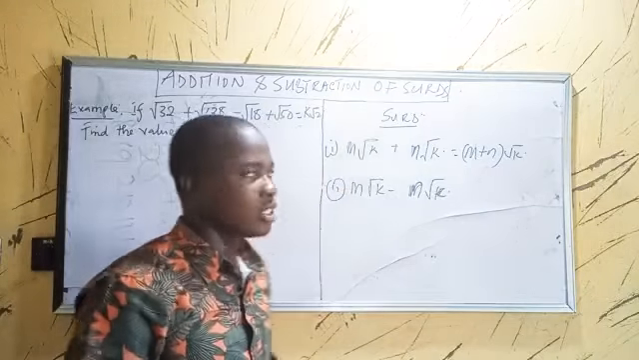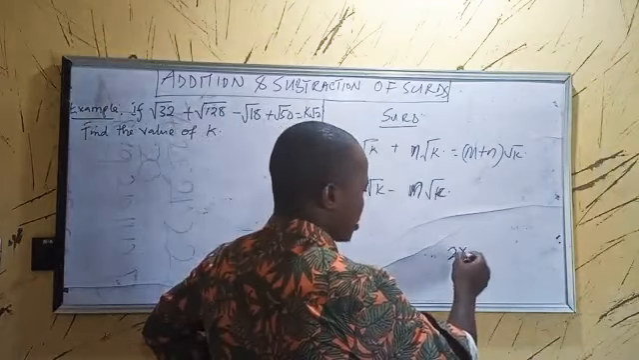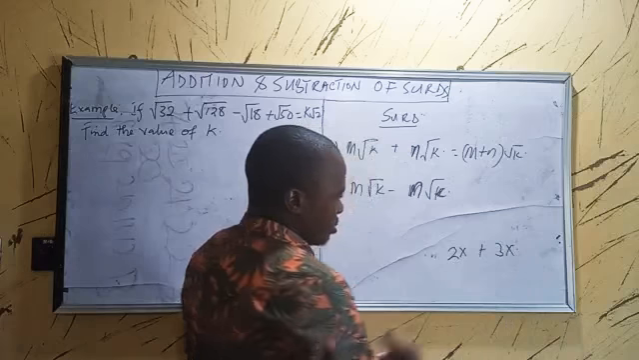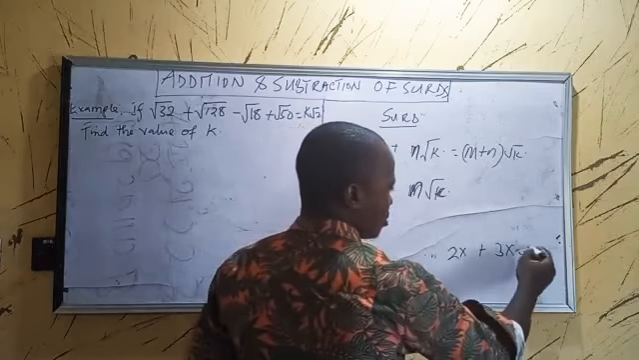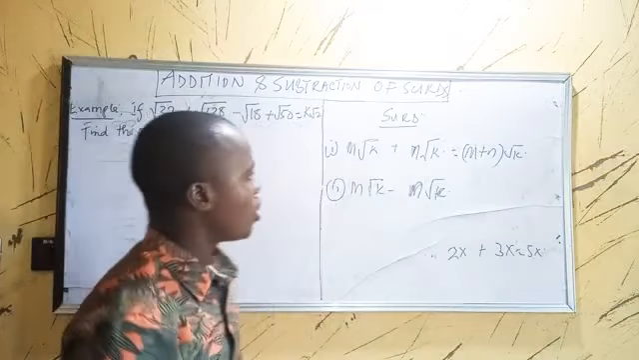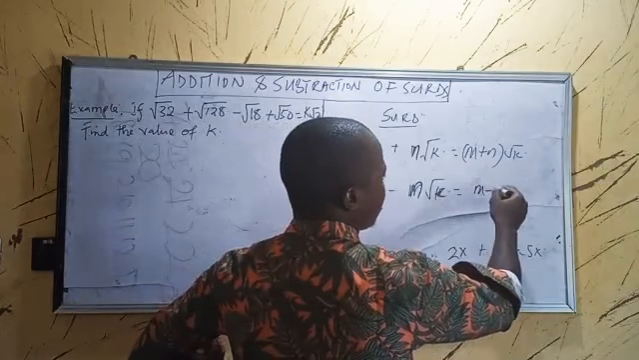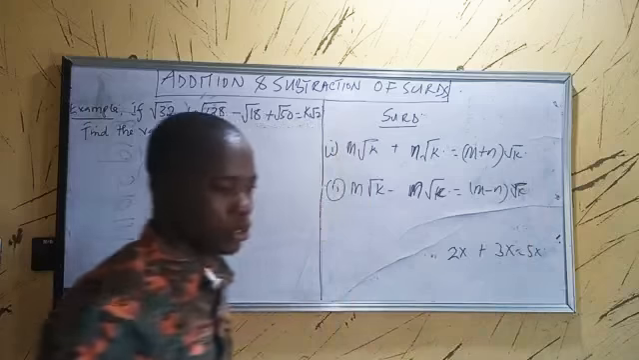Therefore you can add them, as, let's say you have 2x plus 3x. You can see that they are alike because of x. So what do you have? This one will be 5x. Same thing applies when we are talking of surds. So the same thing applies to this. We have m minus n root k.